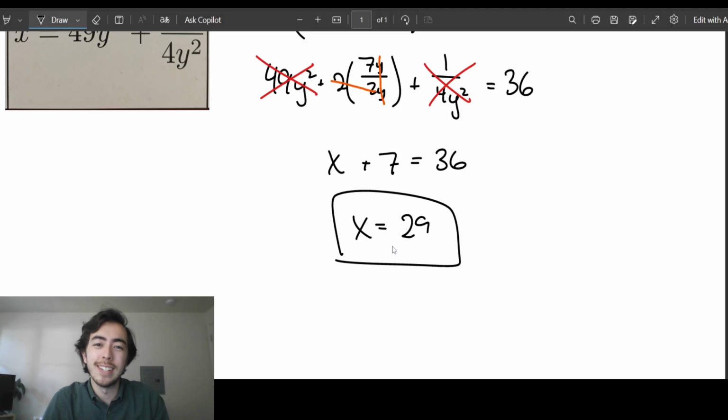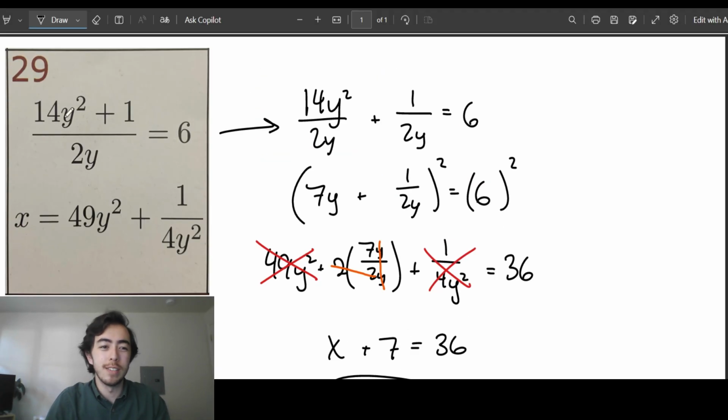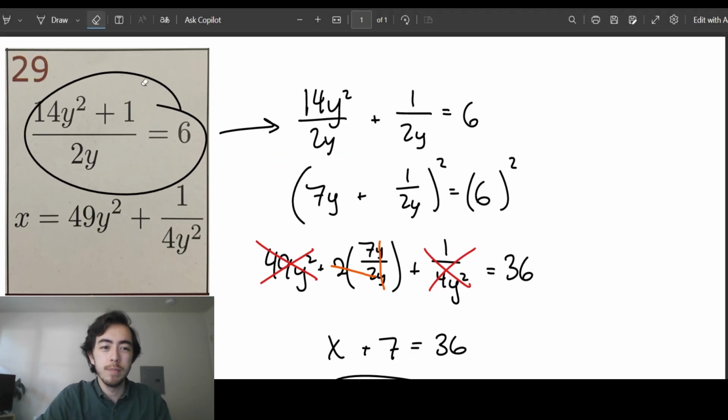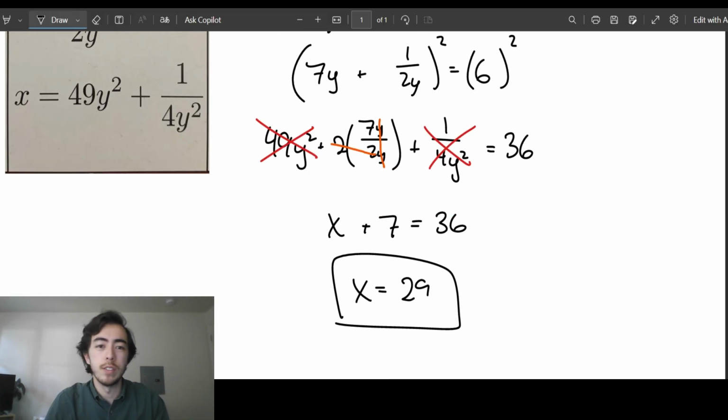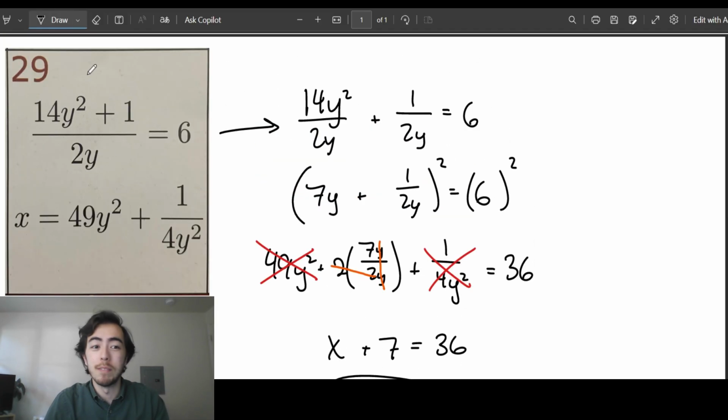I think this is the intended solution, because solving down for y right here might be pretty hard. So there it is, x is 29.